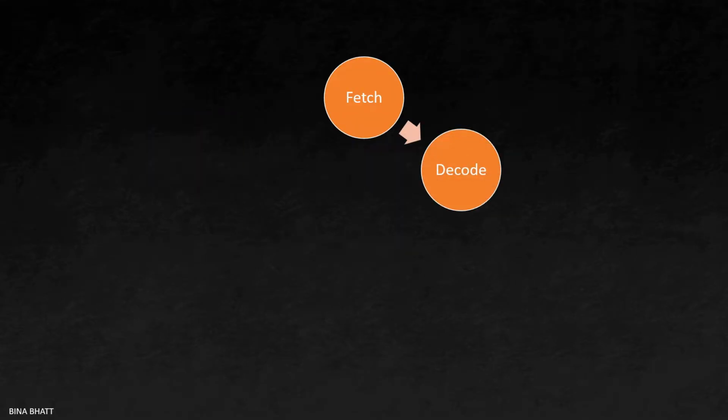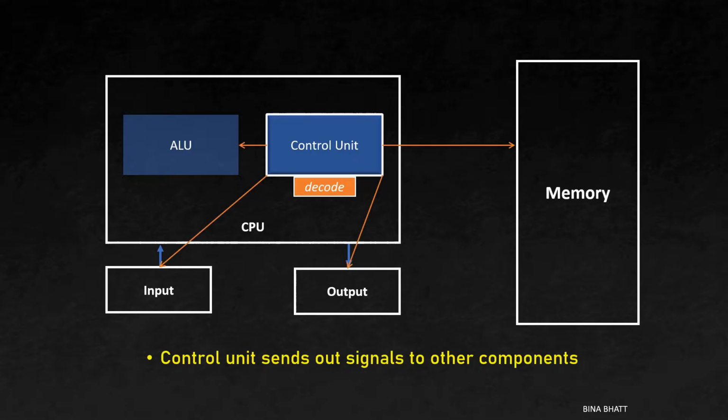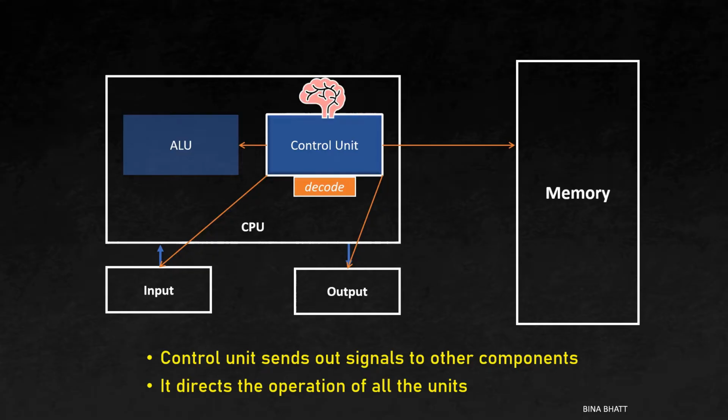Next step is decode. The control unit is not only responsible for fetching the instruction, but also decoding it. It deciphers the meaning of the instruction. In other words, it converts the instruction into timing and control signals and feeds them to other components like ALU, input-output devices, etc. Basically, it directs the operations of these components. Or it controls the operations. In simple terms, it is nothing but the brain of the computer, and it tells the other components what they are supposed to do.